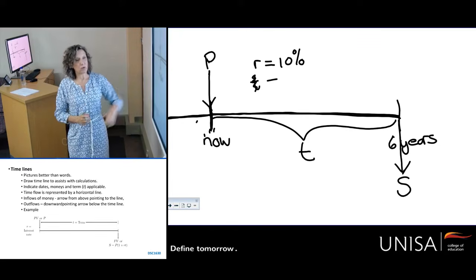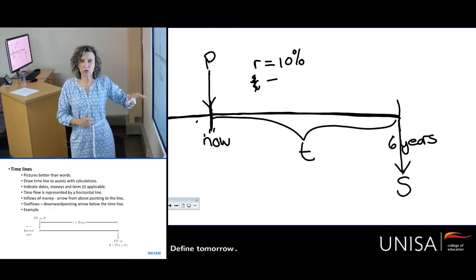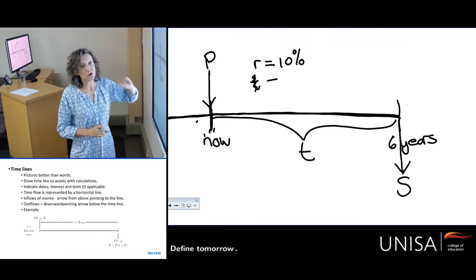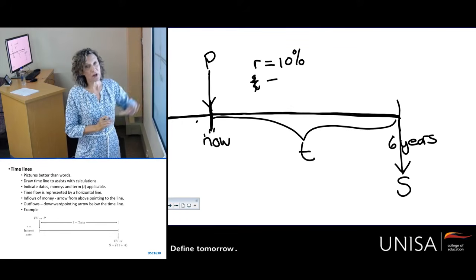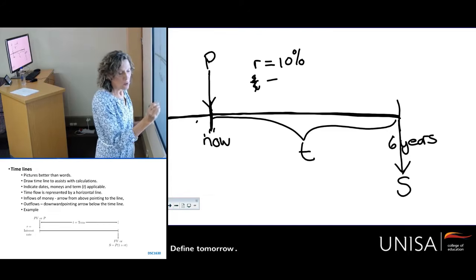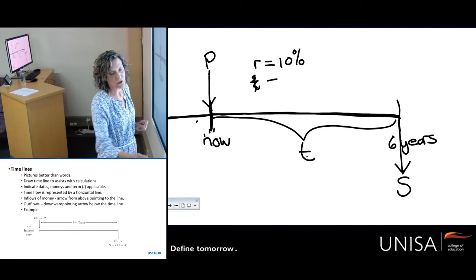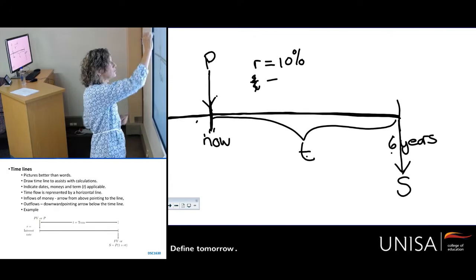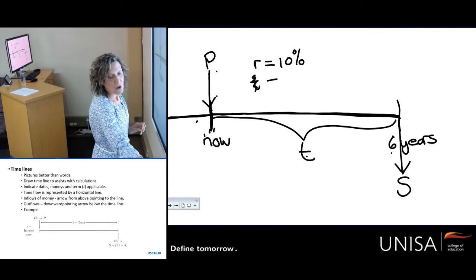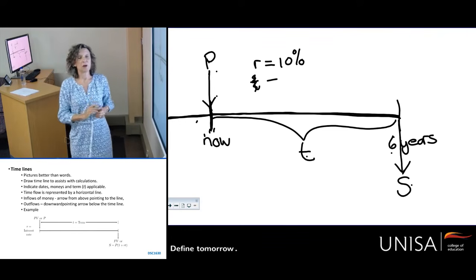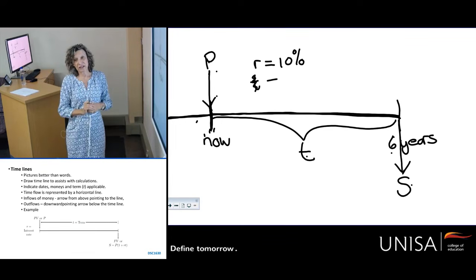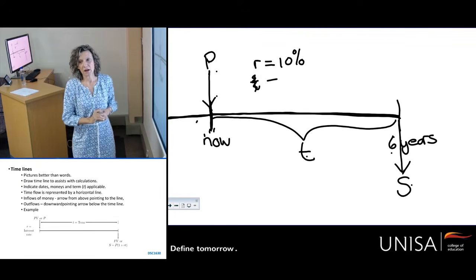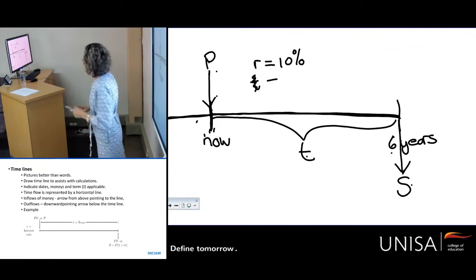And it's very important, guys, that when you start a problem, you always draw a timeline to help you determine your time period. And do you need S or do you need P? What is given to you? A price here or an amount here or an amount there? So that will help you also to understand your question better. The timeline then, very, very important.